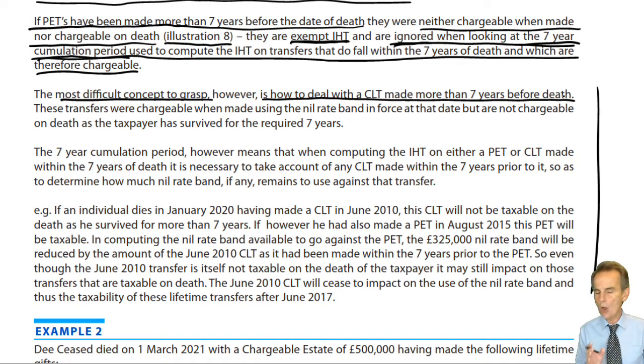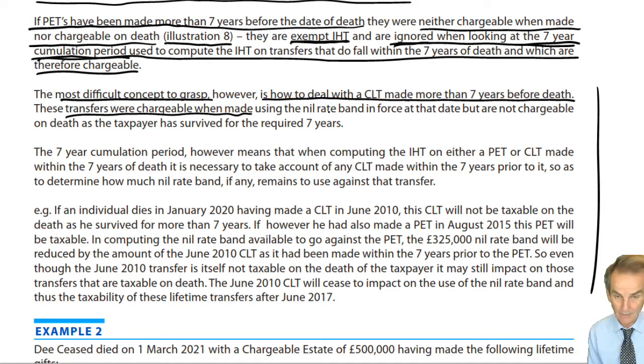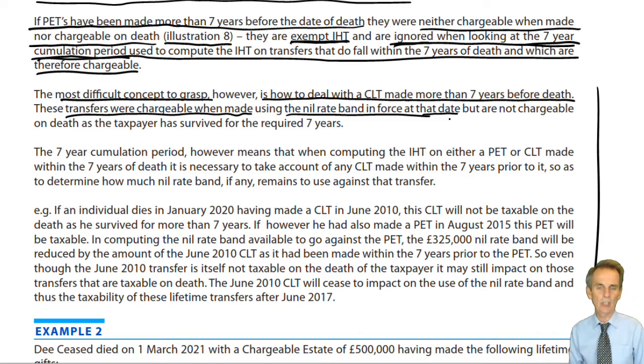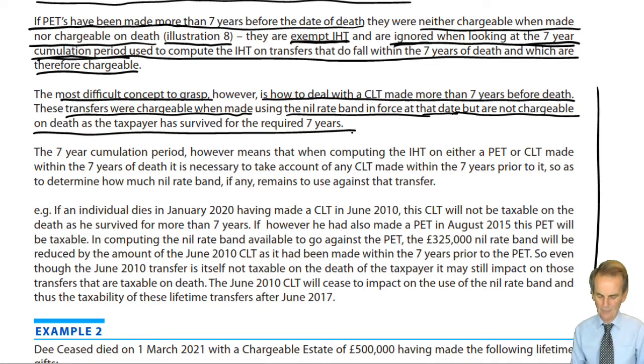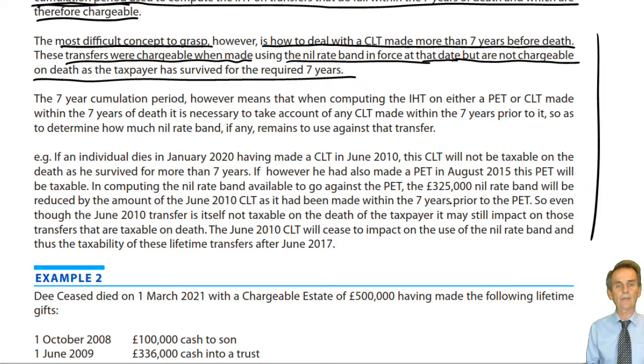There will be no additional tax to pay on it. It is not chargeable on death, though it was chargeable when made. It's not chargeable on death because it doesn't fall within the 7 years before the date of death. So these transfers were chargeable when made, and when made, you would have used the nil rate band in force at that date in the tax year in which it was made. But they are not chargeable on death, as we've said, as the taxpayer has survived for the required 7 years.